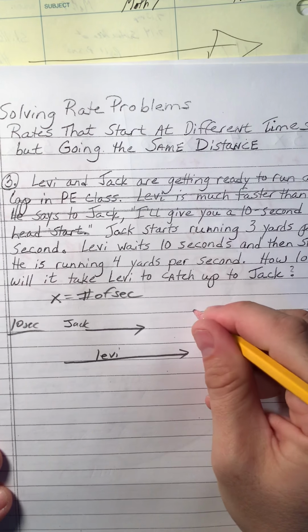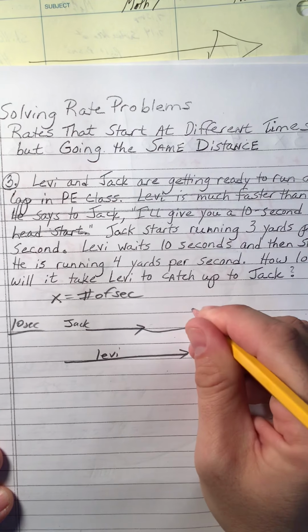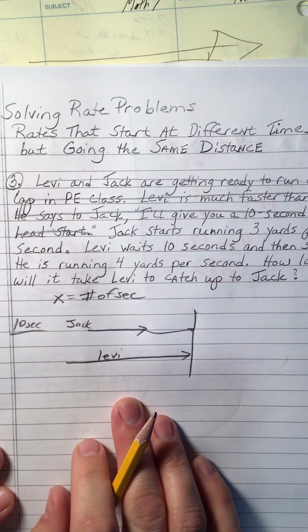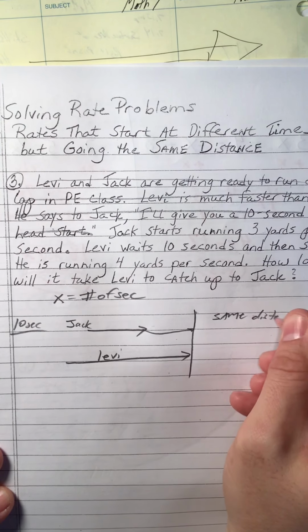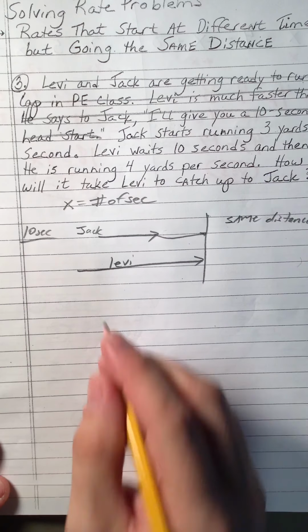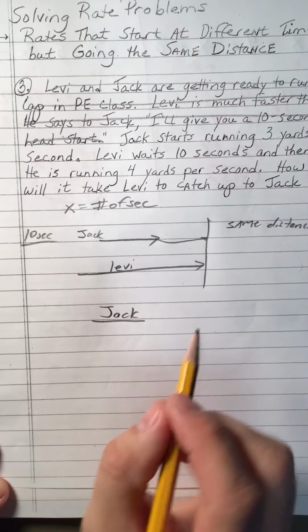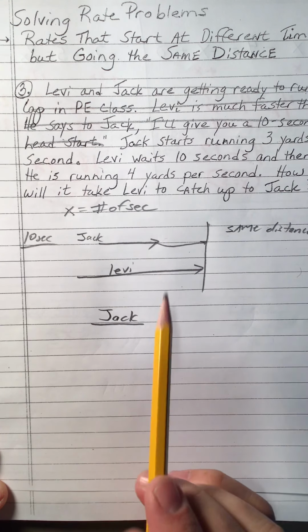So they're going to run the same distance. Eventually, they're going to be at the exact same spot. Levi is going to catch him because Levi runs faster. So again, I just made a little visual there so I know exactly what it's asking me. So let's look at Jack. Jack took a 10-second head start. Levi waits 10 seconds.